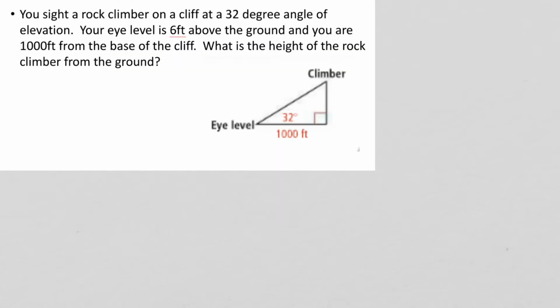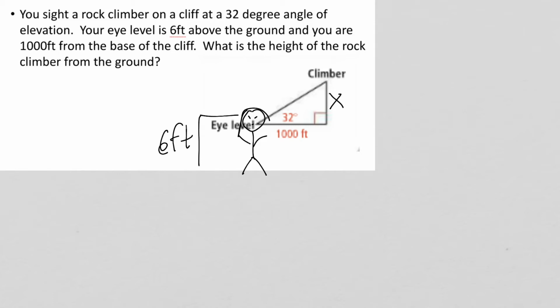All right, so we're going to do 3 word problems. Some are going to have pictures, some you're going to have to sketch. Here you sight a rock climber on a cliff at a 32-degree angle of elevation. Your eye level is 6 feet above the ground, and you are 1,000 feet from the base of the cliff. What is the height of the rock climber from the ground? So we're looking for this. And let's pretend here's our face with our eyes, and we have a height, up to our eyes, of 6 feet.